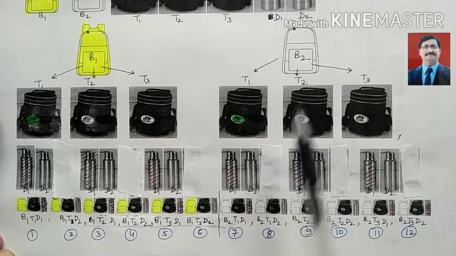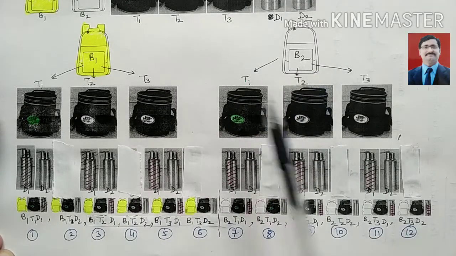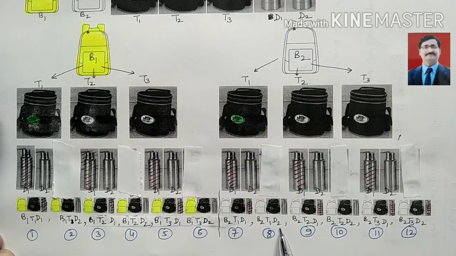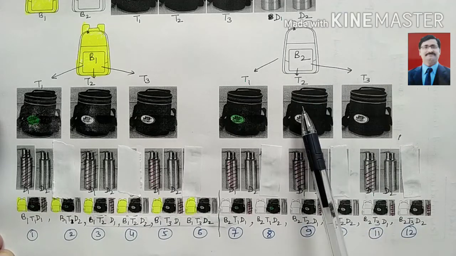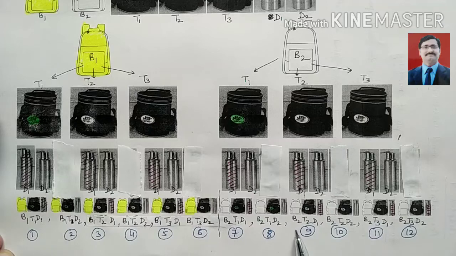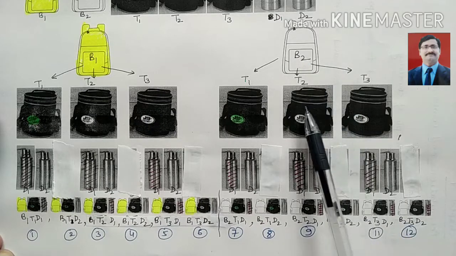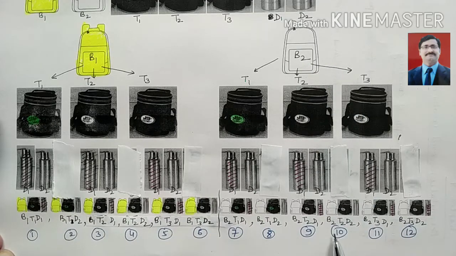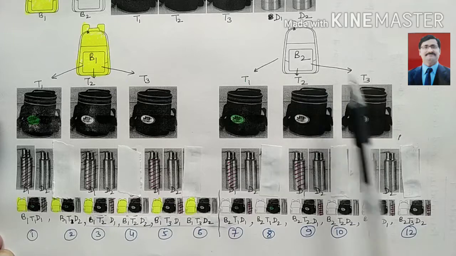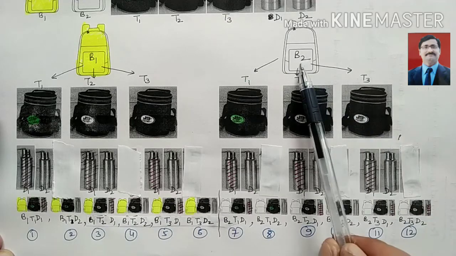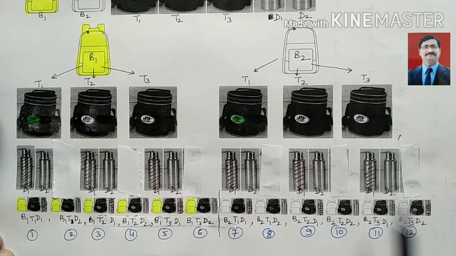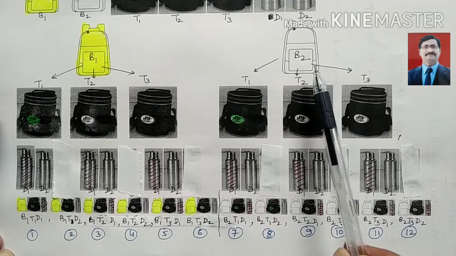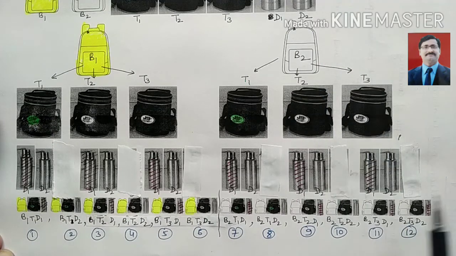This is 7th. Now next is B2, T1 and D2. That is 8th. Then B2, T2 and D1. That is 9th. B2, T2 and D2. That is 10th. Now B2 we will take here T3. So B2, T3, D1. That is 11th. Now B2, T3 and D2, that is 12.